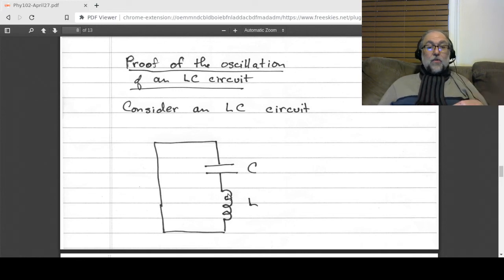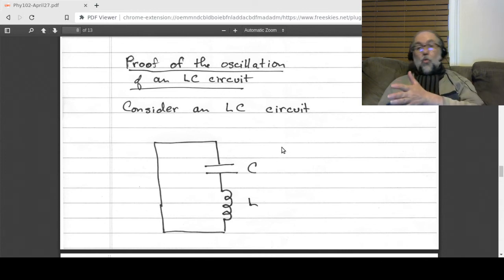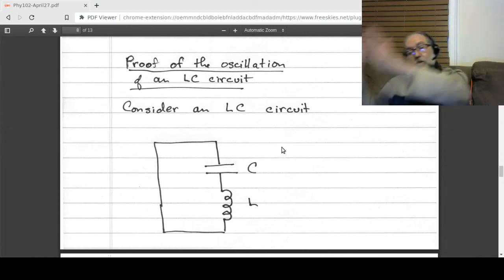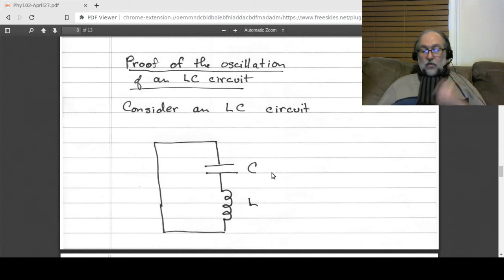But again, now there is a current through the inductor, and that current keeps going because the inductor is going to keep it going. But the current now is going in the other direction. And so it goes one way and charges the capacitor one way, and then it goes the other way and charges the capacitor the other way. And it does this back and forth over time. And there's a characteristic frequency for that. So how do we do this one?